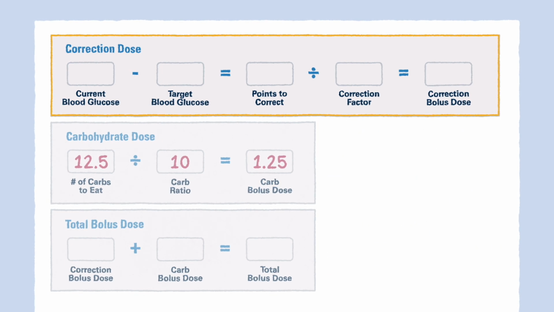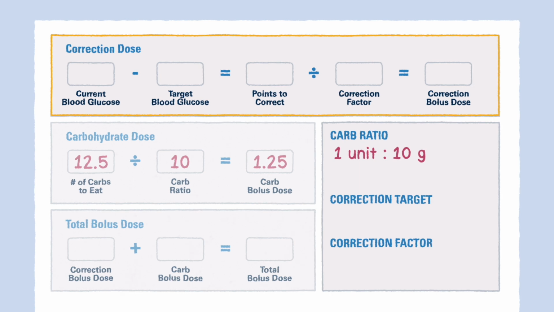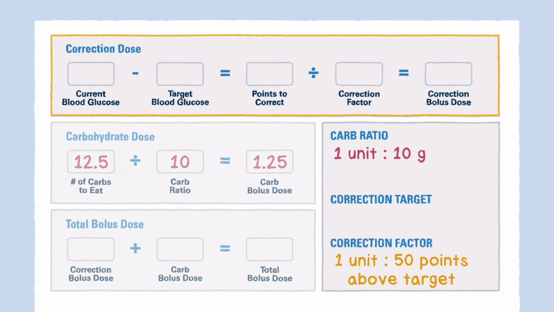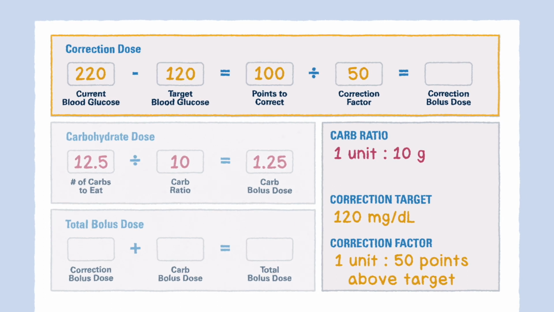Let's pretend in our earlier example that we were talking about a child with a correction factor of 1 unit for every 50 points above the correction target. Their current blood glucose is 220, and their correction target is 120. We'll subtract the correction target of 120 from the current blood glucose of 220. The result is 100 points that we need to lower the blood glucose by. Now, we'll divide this answer by their correction factor of 50. 100 divided by 50 is 2.